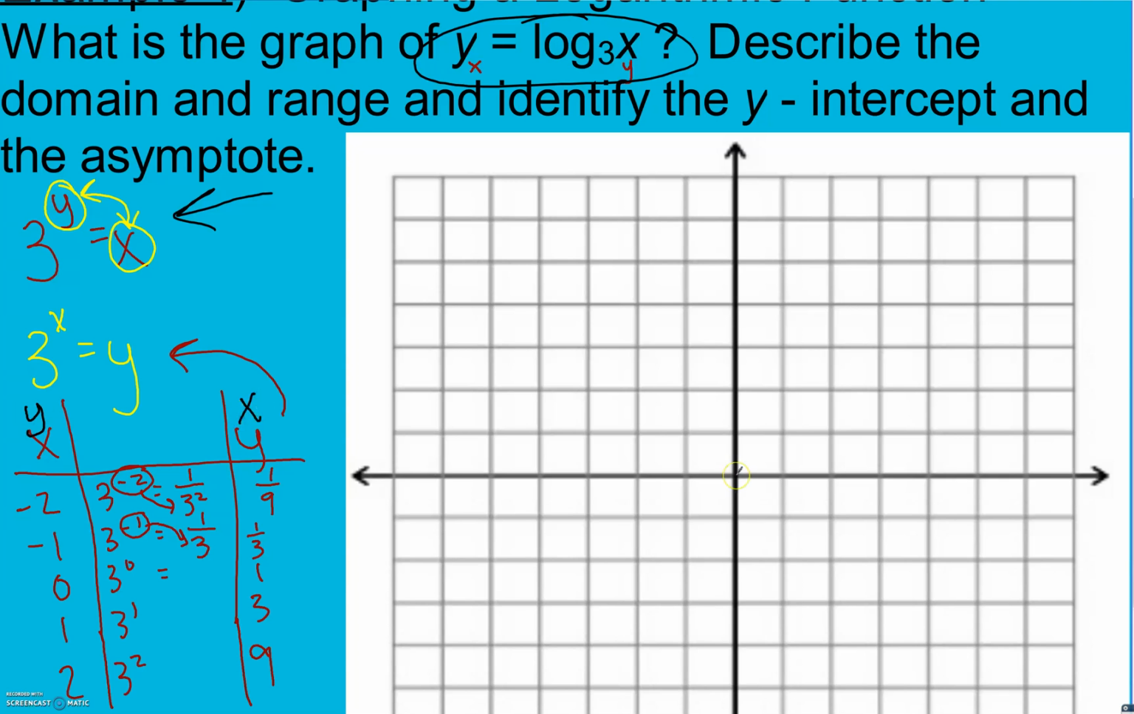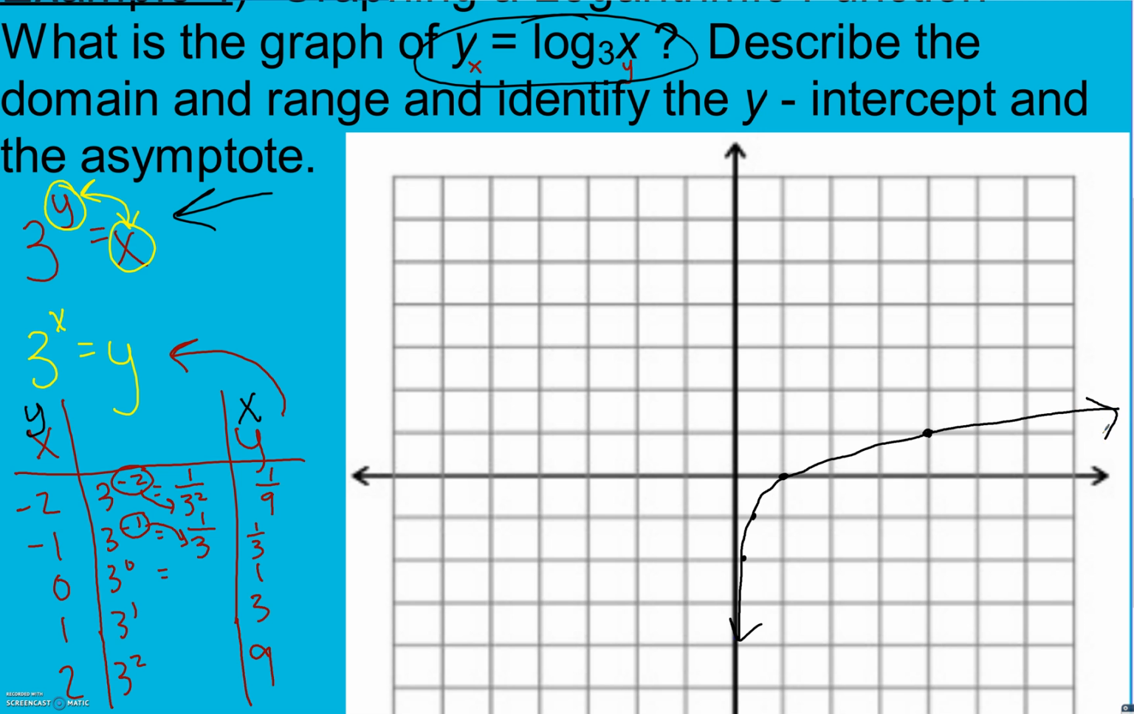So I'm going to go to 1/9, -2. I'm going to go to 1/3, -1. I'm going to go to 1, 0. I'm going to go to 3, 1. And I would go to 9, 2. It's off my graph. But it's going to look something kind of like this.